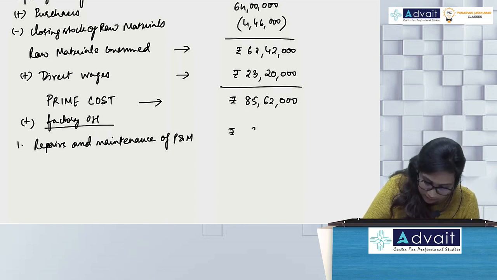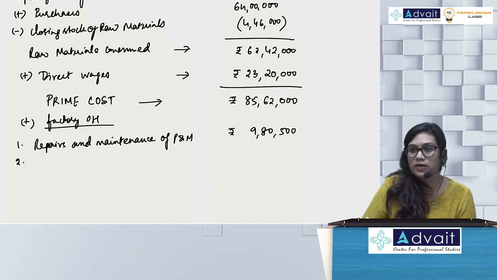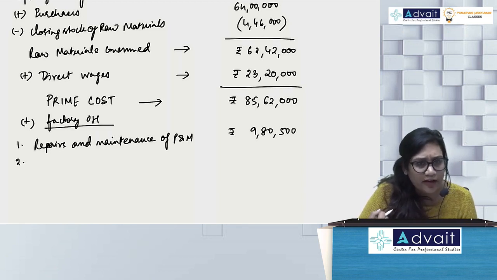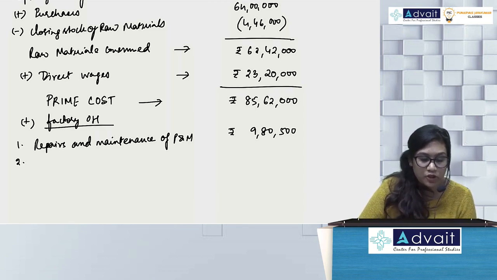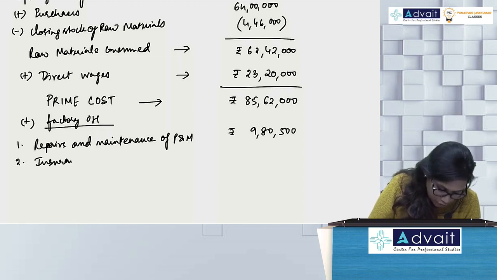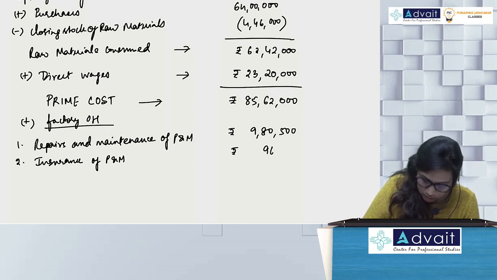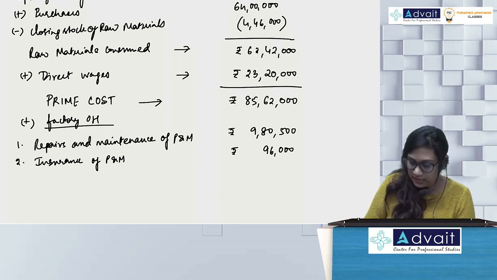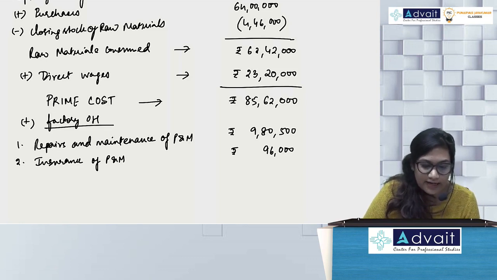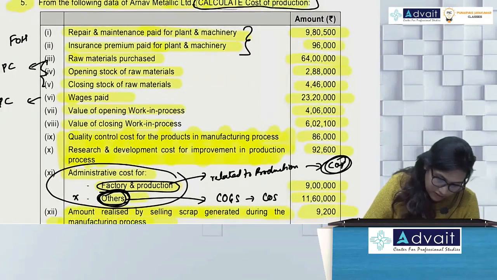Guys, how much have they given? 9,80,500. Correct? This is part of factory overheads or works overheads. Yes or no? Yes. Next, insurance of plant and machinery. How much? 96,000. So see what all we have finished, what all we have adjusted.